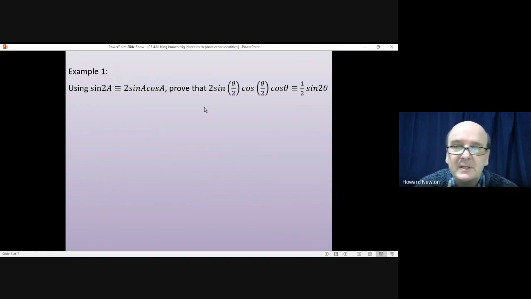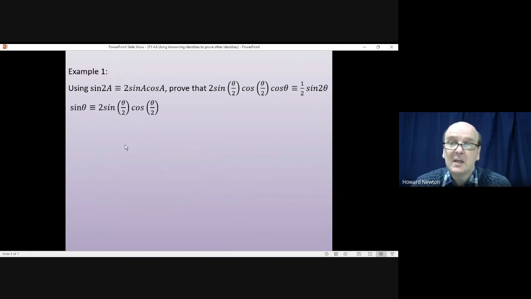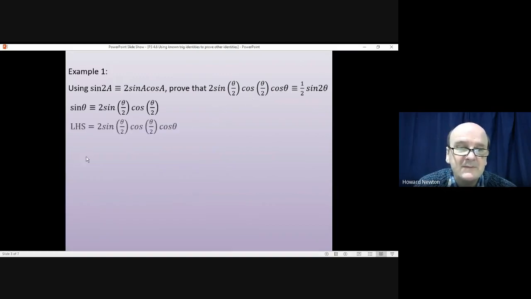Okay, let's have a look at this. So if you substitute in A equals theta over 2, A becomes theta over 2, and 2A is double theta over 2, which is just theta. So sine theta equals 2 sine theta over 2 times cos theta over 2. To prove the identity, we'll start either with the left-hand side or the right-hand side. In this case, it's easier to start with the left-hand side, which is 2 sine theta over 2 cos theta over 2 cos theta. And immediately you can see that the beginning of this expression is exactly the same as sine theta from the identity.